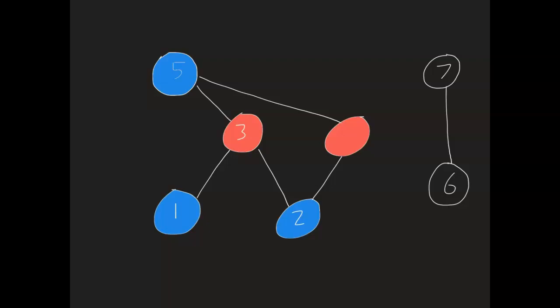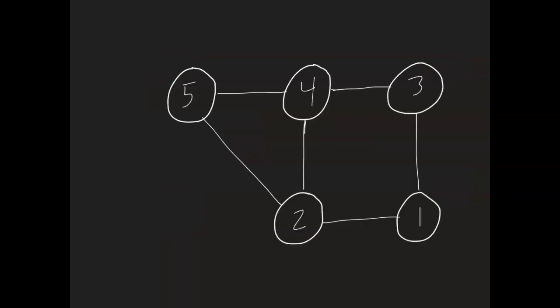Then we will continue with the other component. So in this case, again, we'll start with the first color. So 6 will turn to blue, and then 7 will receive red. So this is an example of a graph that's bipartite. We were able to color it with 2 colors.